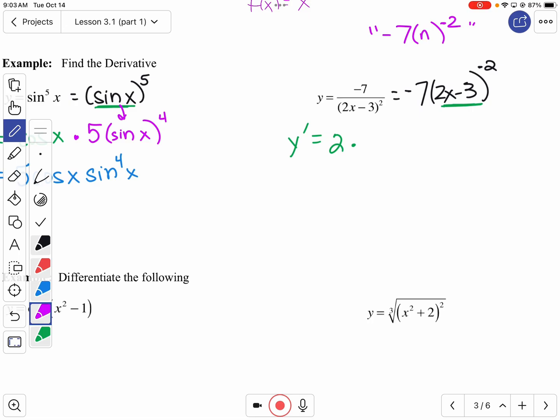I'm just going to put in here because it's my something. Multiply negative. I knew what you're doing. Negative 2 times negative 7 would be what? 14. I'd keep that something. What would I do to the exponent? Minus 1. Negative 2 minus 1 would be negative 3. And I keep that original something that was in there, which is 2x minus 3.